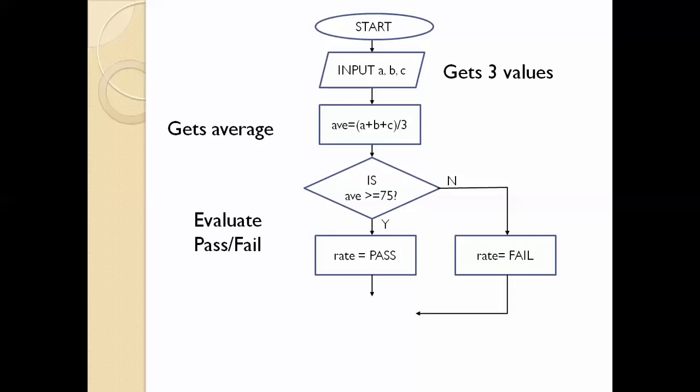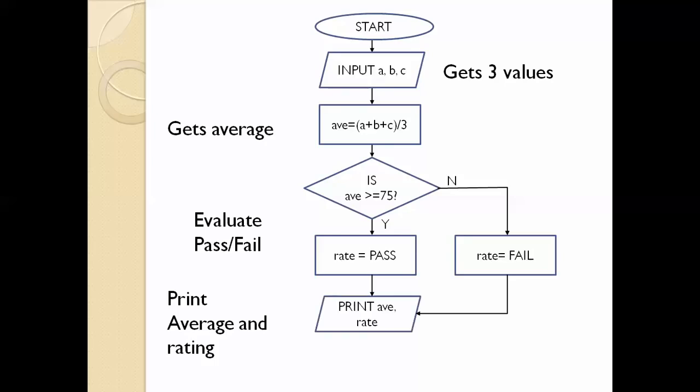So lastly, it should print the average and the rating. So we put a parallelogram for the output and print average and rating. So we have all our conditions or instructions. So it's time to end it.